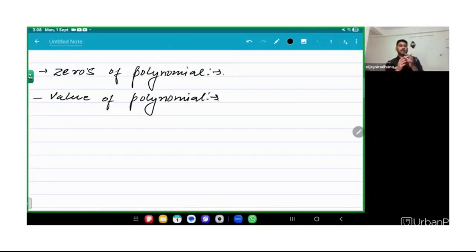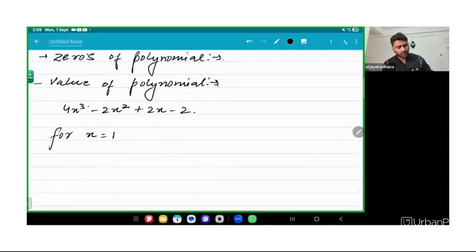Now, for example, if there is a polynomial given, for example, 4x cube minus 2x square plus 2x minus 2. So this is the polynomial. Now what will be the value of the polynomial? For that, if I take the variable value as 1, for x equals 1, then what will be the value of this polynomial?